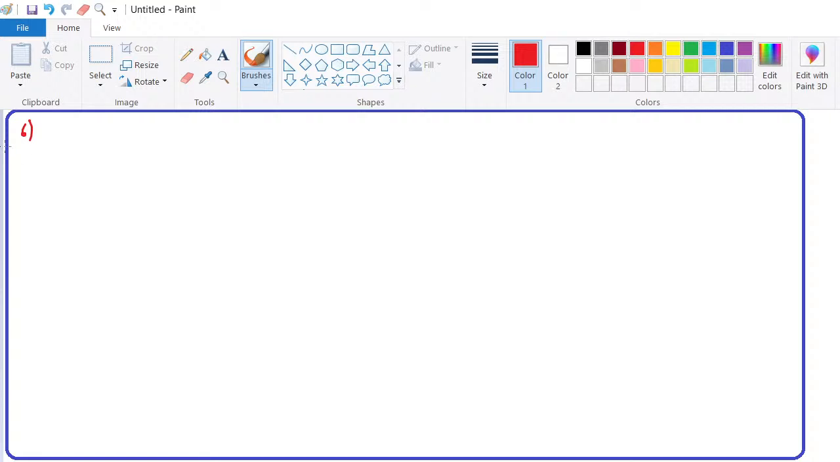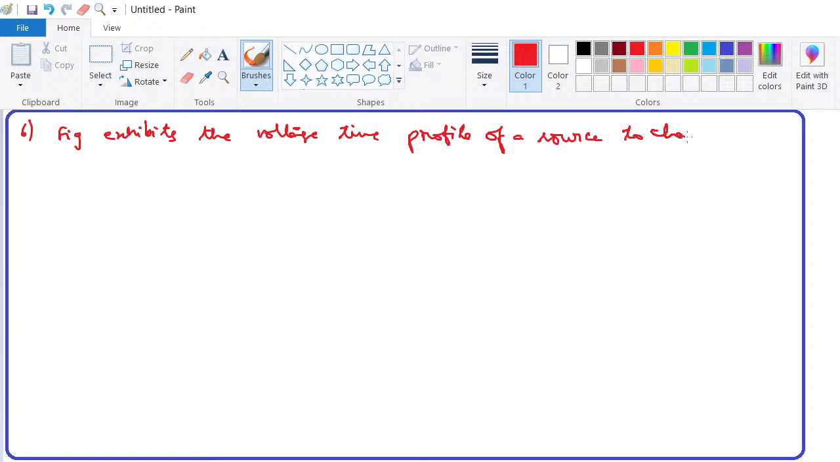The figure exhibits the voltage time profile of the source to charge a capacitor of 50 microfarad. So what is the charging current? So let us see. Figure exhibits voltage time profile of a source to charge a capacitor of 50 microfarad. So what is the charging current?